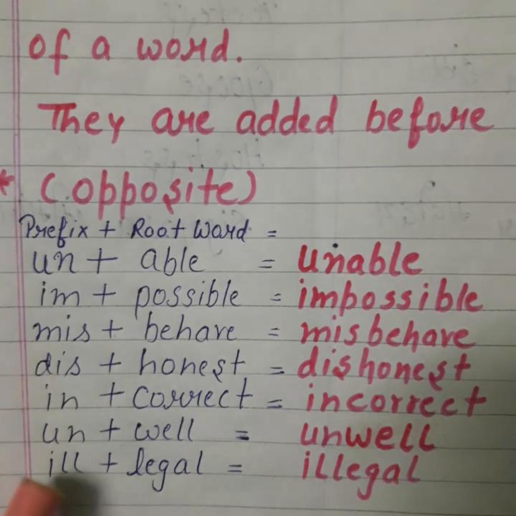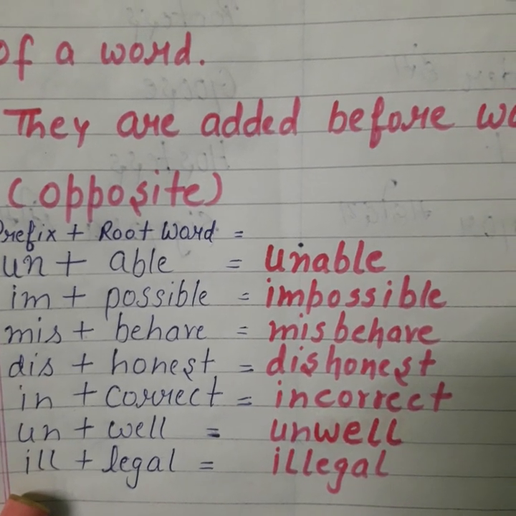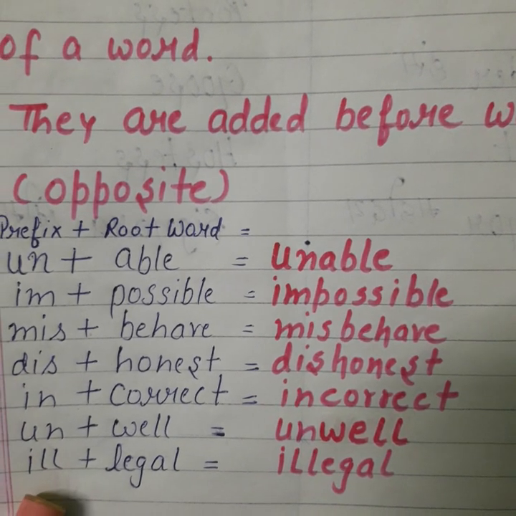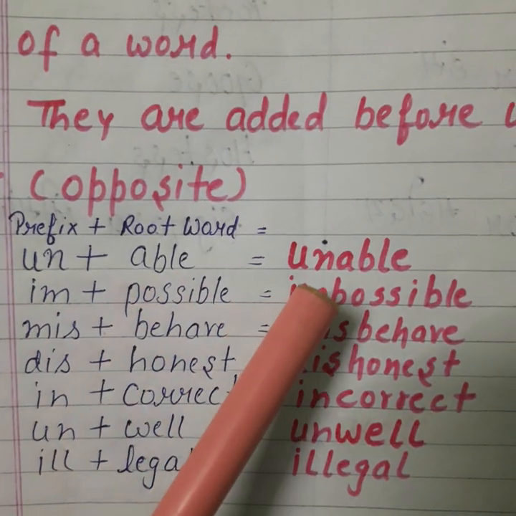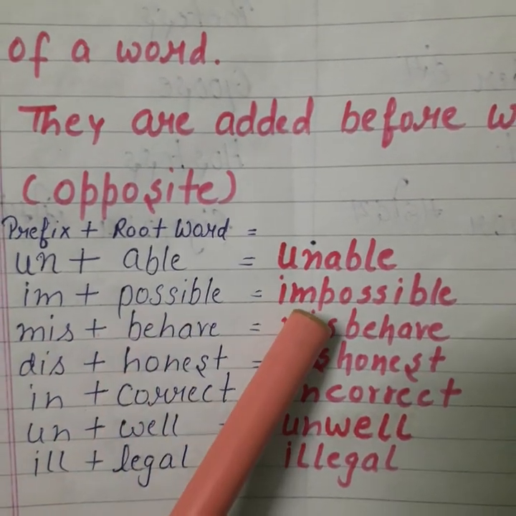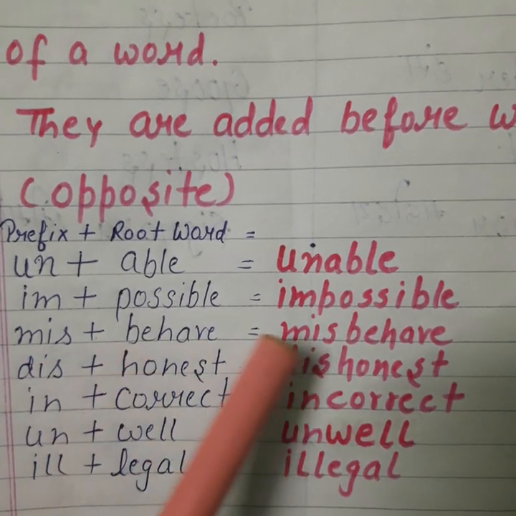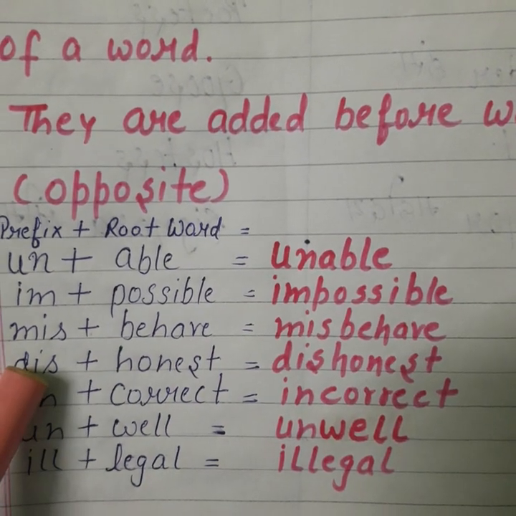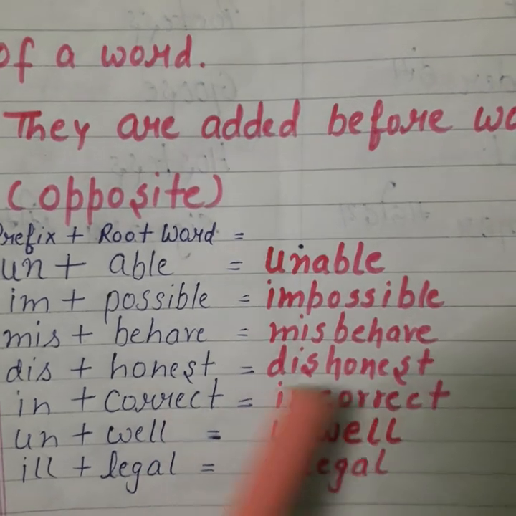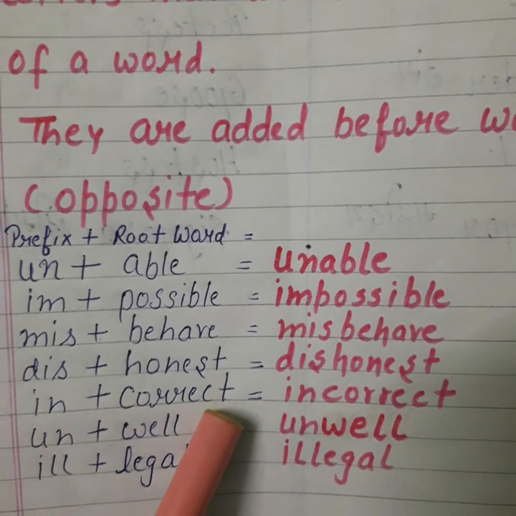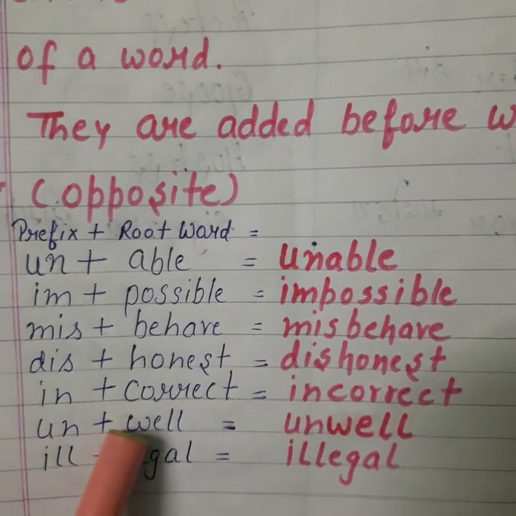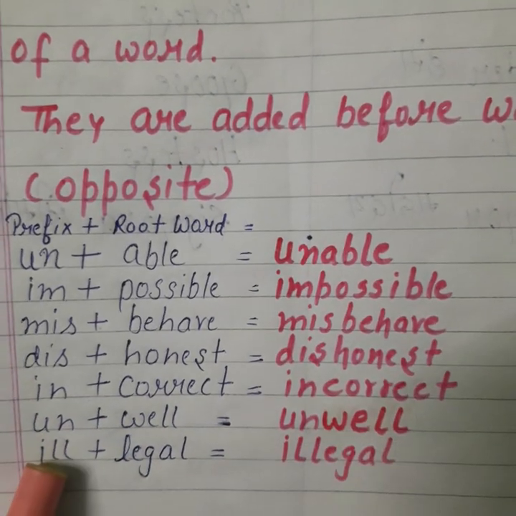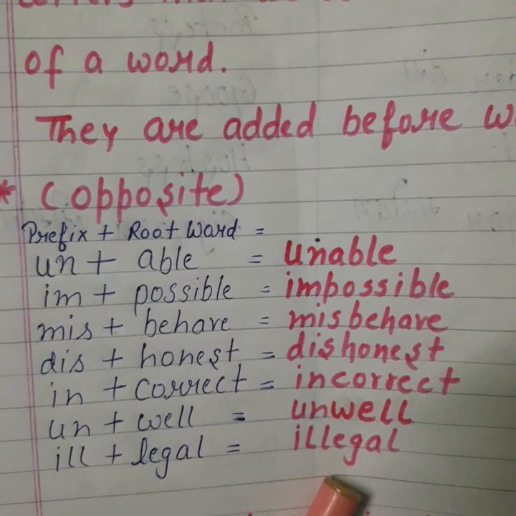Now see, these prefixes all indicate the negative form of opposite words. Unable is unable, impossible, misbehave, dis plus honest, dishonest, in plus correct, incorrect, un plus able, unable, un plus well, unwell, ill plus legal, illegal.